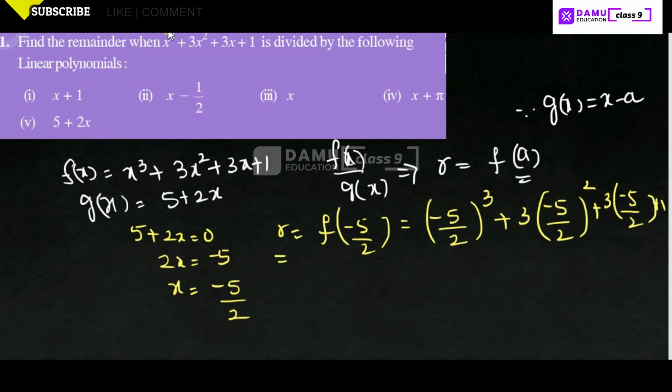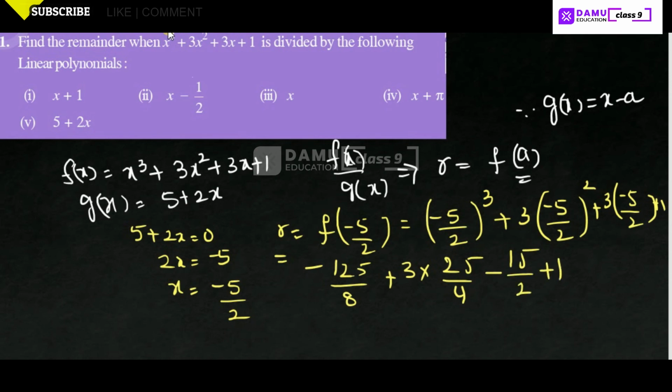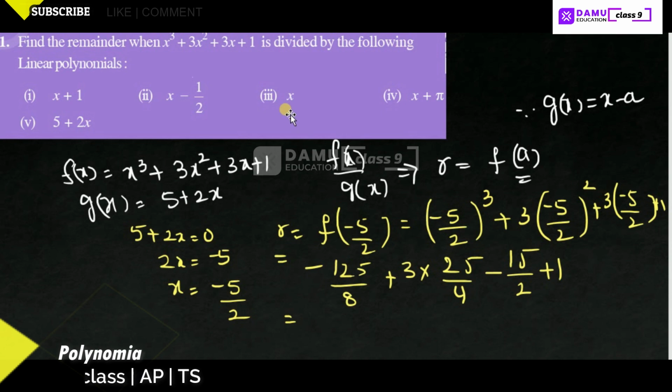So here we will get minus overall. So 5 cube by 2 cube. 5 cube will be equal to 125. So 125 by 2 cube, which is 8. So here plus we will get, because minus minus cancels and it becomes plus. Why? Because here it is an even power. Then 3 into 5 square is 25 by 4, plus, so plus into minus minus, 3 fives are 15 by 2, plus 1. So if you take the LCM of all of this, what will you get?